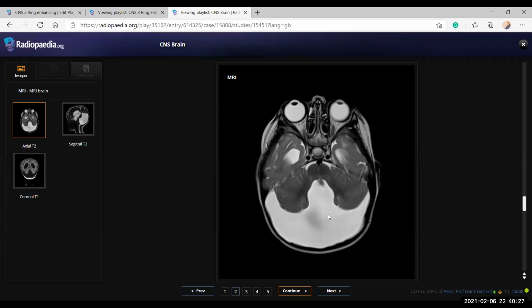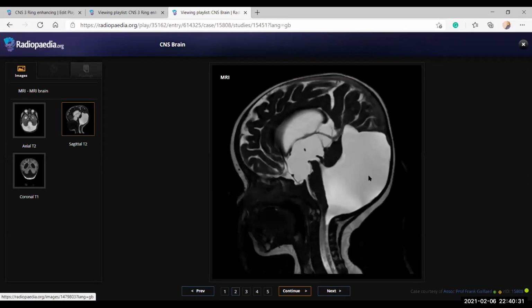So there was elevation, an upward displacement of the torcular herophili. That was what I was asking you. And there was agenesis of the cerebellar vermis and dilatation of the fourth ventricle, filling the entire posterior fossa with communication with the lateral ventricle. So this was very simple, like Dandy-Walker malformation.